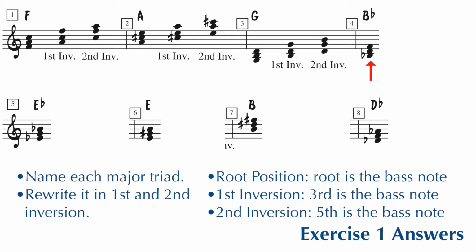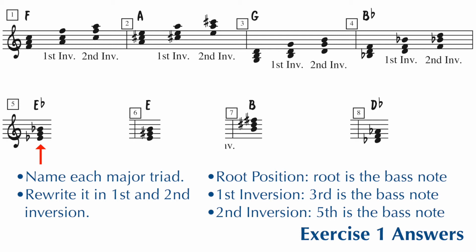Number 4 is a B flat major chord. To change it to first inversion, take that B flat, the root of the chord, raise it an octave higher. That leaves the third in the bass, or as the lowest note. You should have D, F, B flat. To change that first inversion B flat to a second inversion, take the D, raise that an octave higher. That leaves the F in the bass, that's the fifth of the chord, and you're looking at F, B flat, D.